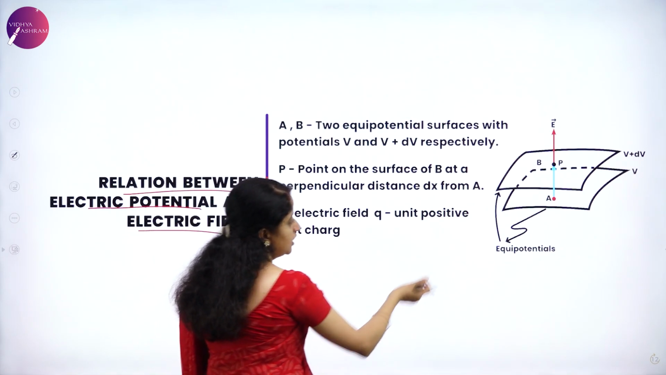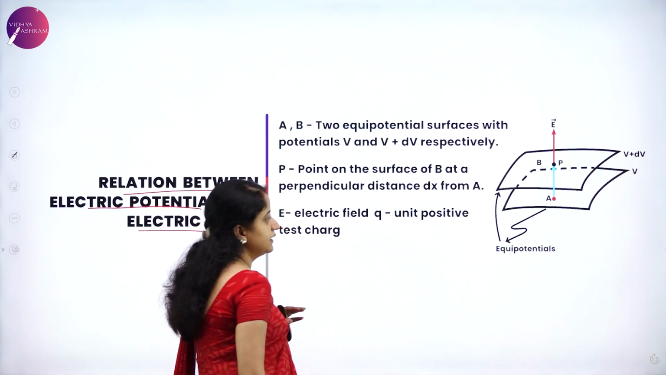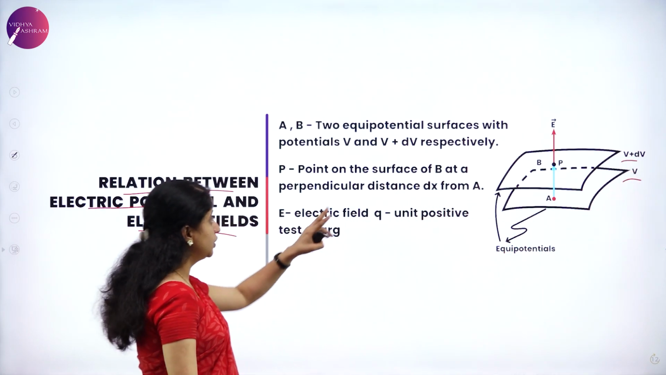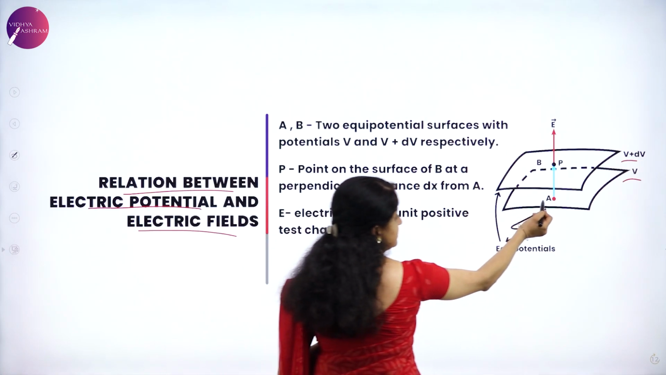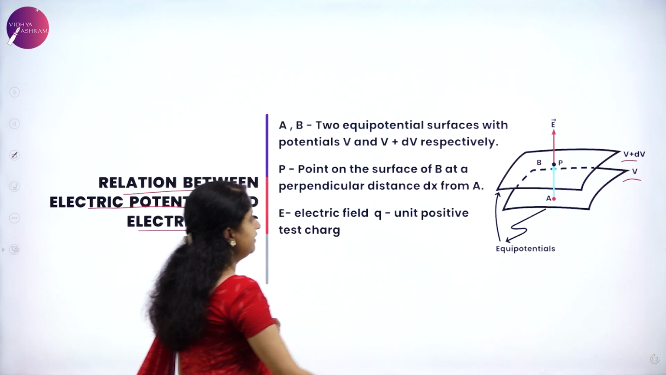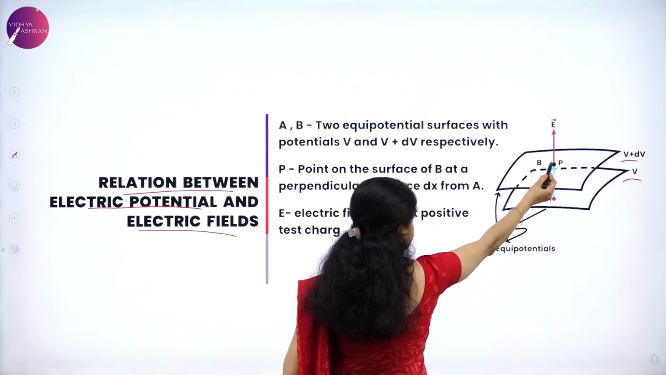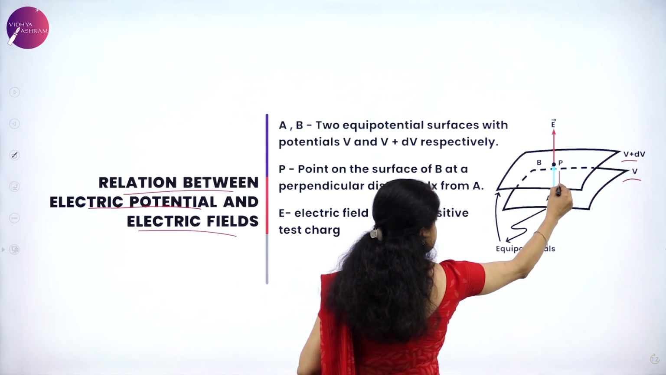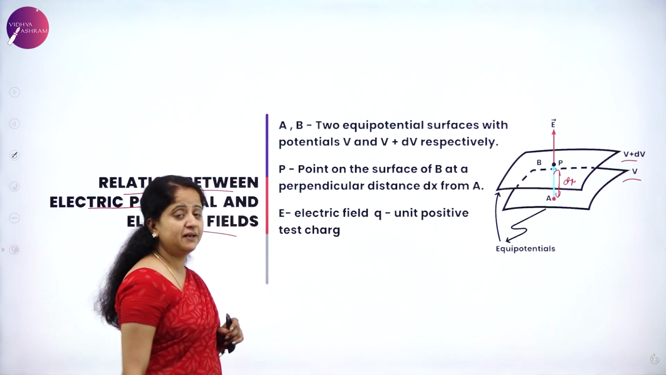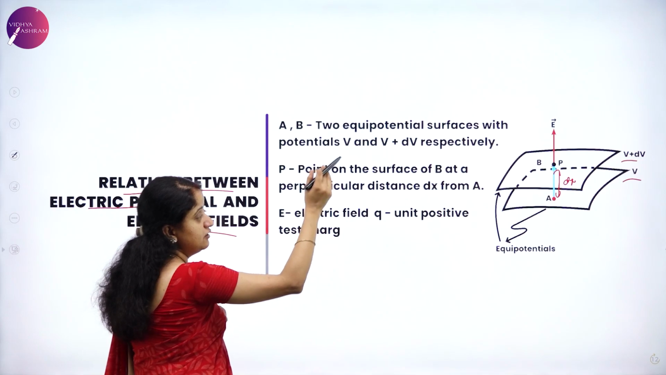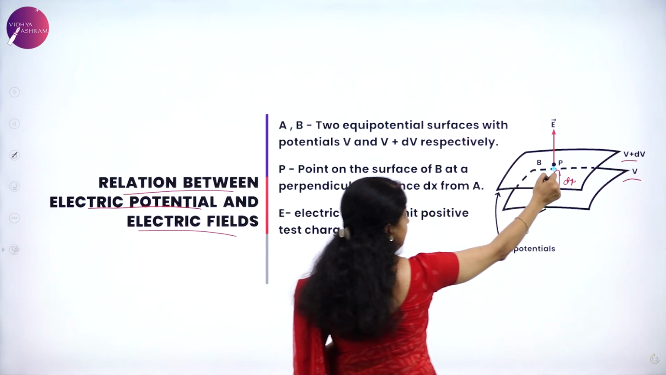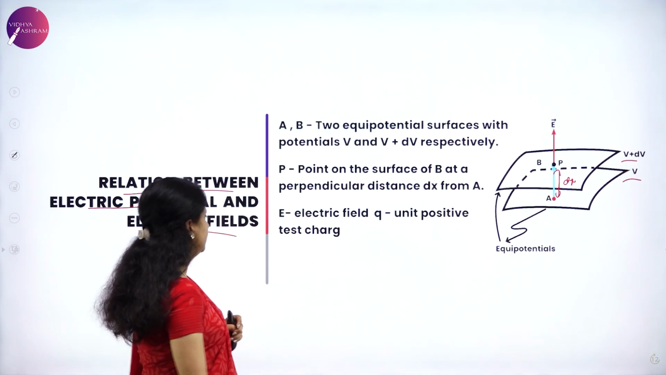For this I have considered 2 equipotential surfaces, which I named A and B, with potential V and V plus dV respectively. I'll consider one more point P on the surface of B, which is at a distance of dx from A. So P is a point placed on the surface B and located at dx normally from A. Now E is the electric field due to a positive test charge.